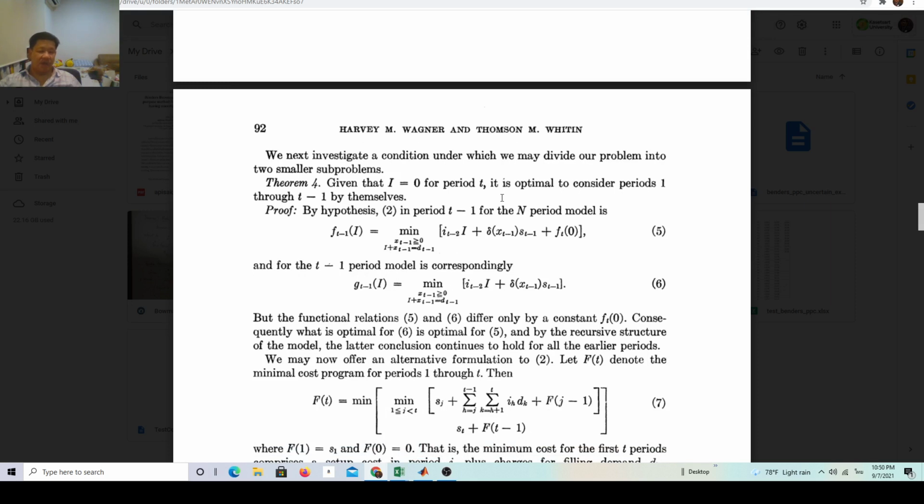Given 0 inventory at period t, it is optimum to consider periods 1 to n minus 1 by themselves. This is when you reach 0 inventory, right? So you can decompose the problem at period t, because you can just optimize the remaining periods 1 to t minus 1, and you don't have to worry about period t to period t plus 1 until period n here.